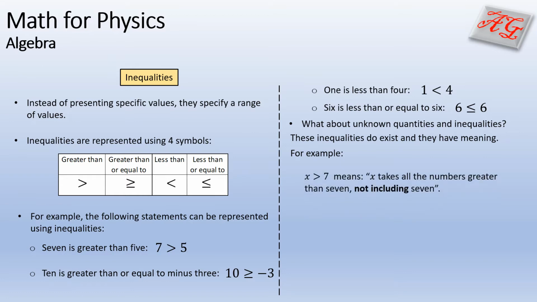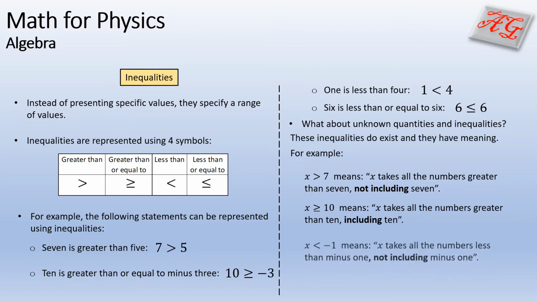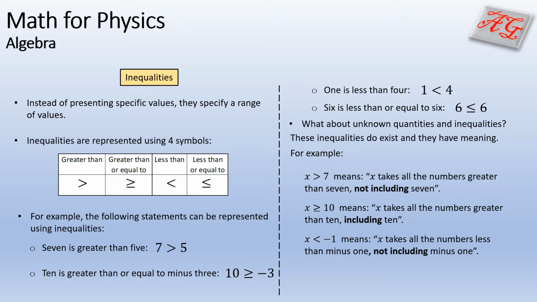So for example, x greater than 7 means that x takes all the numbers greater than 7, not including 7. X greater than or equal to 10 means that x takes all the numbers greater than 10, including 10. X less than -1 means x takes all the numbers less than -1, not including -1. And x less than or equal to 0 means that x takes all the numbers less than 0, including 0.